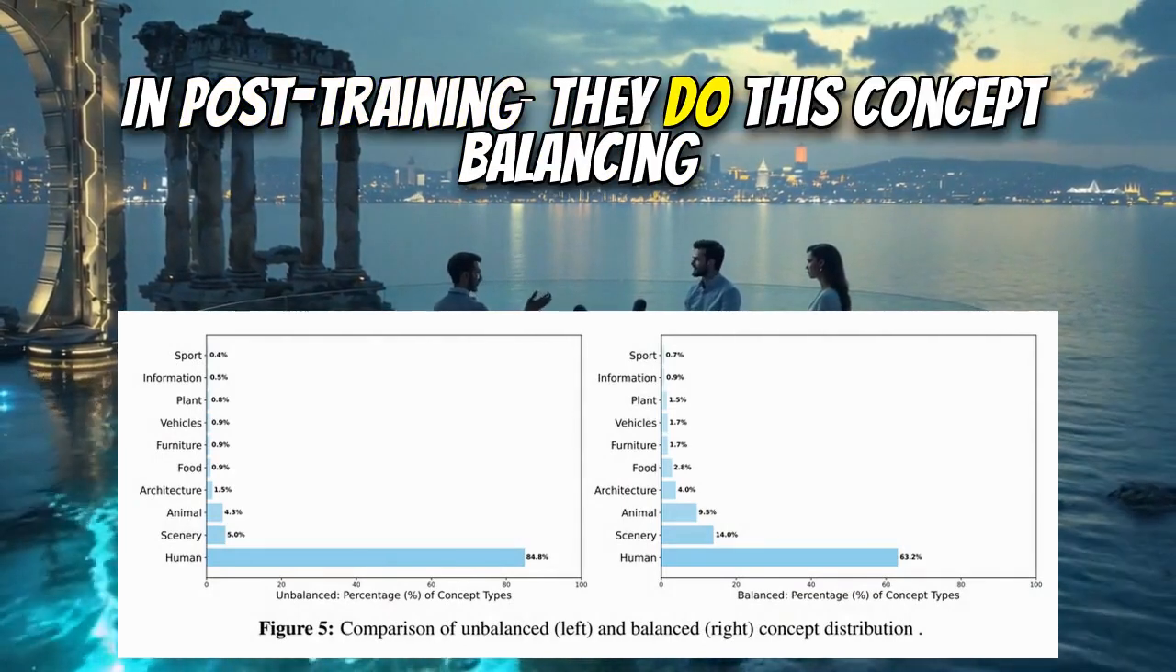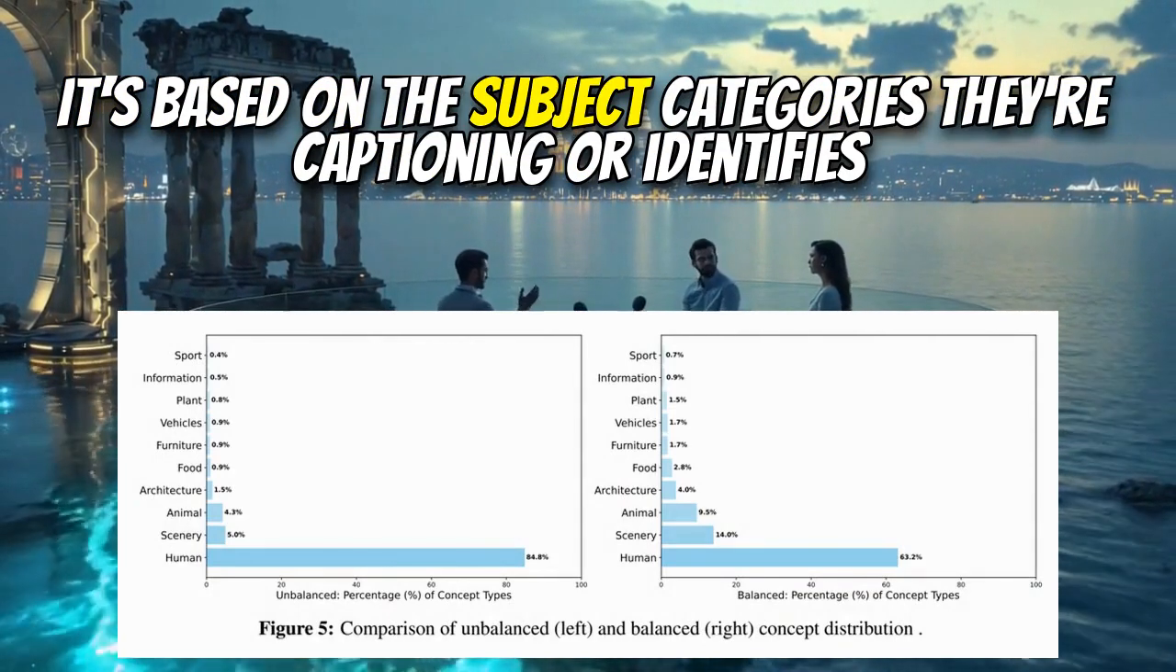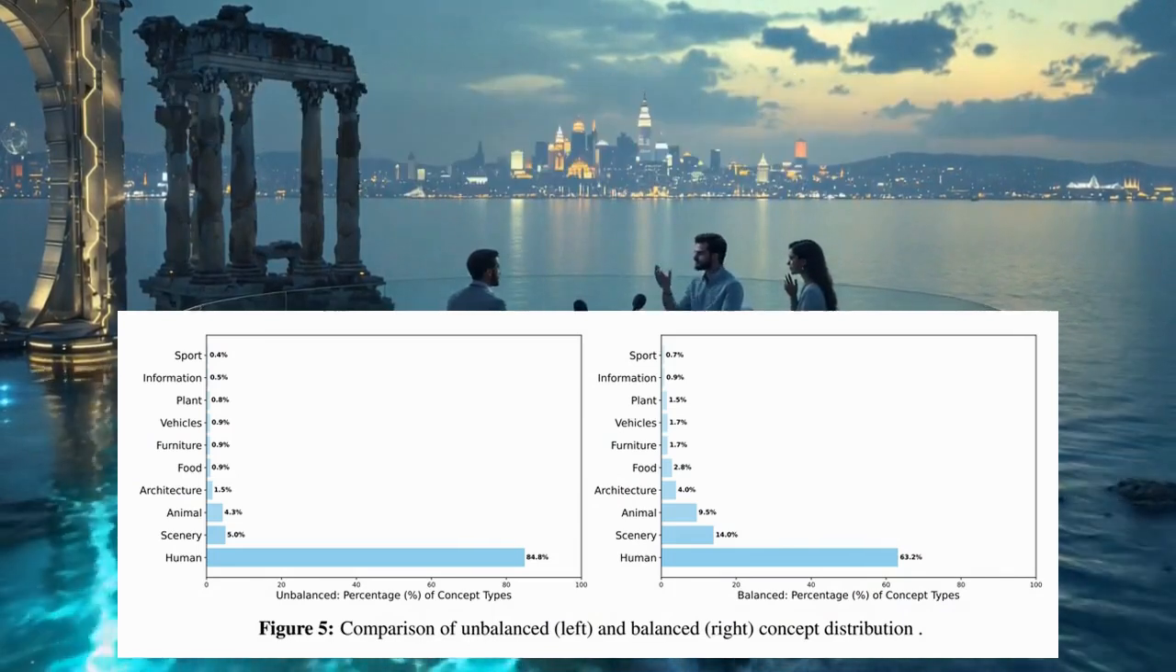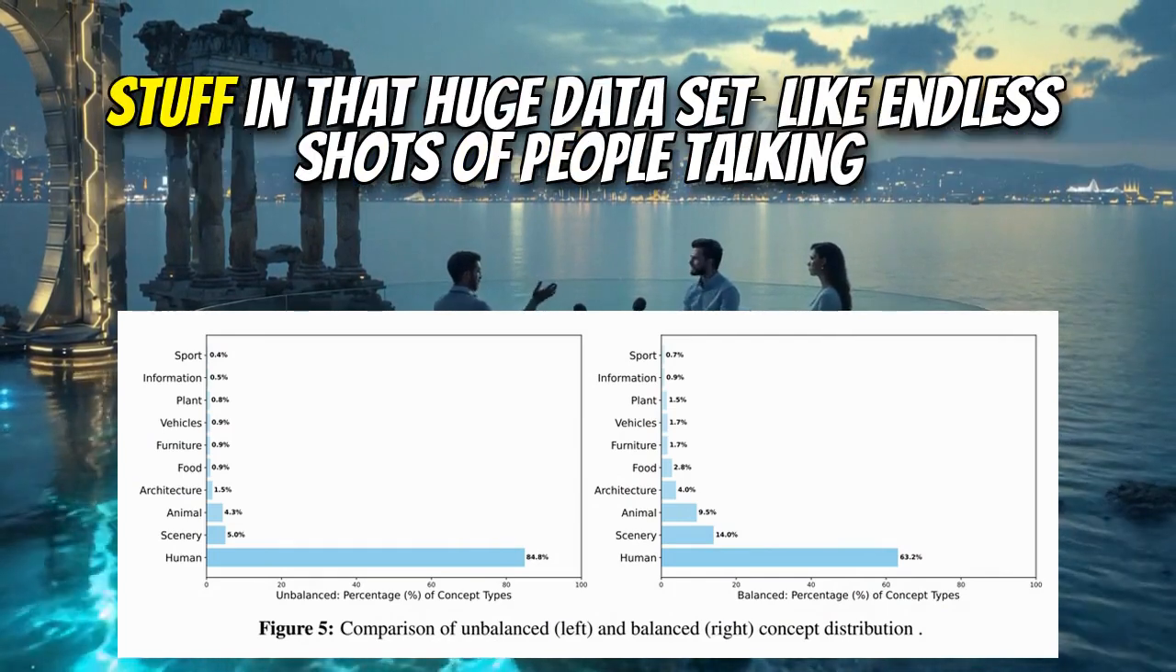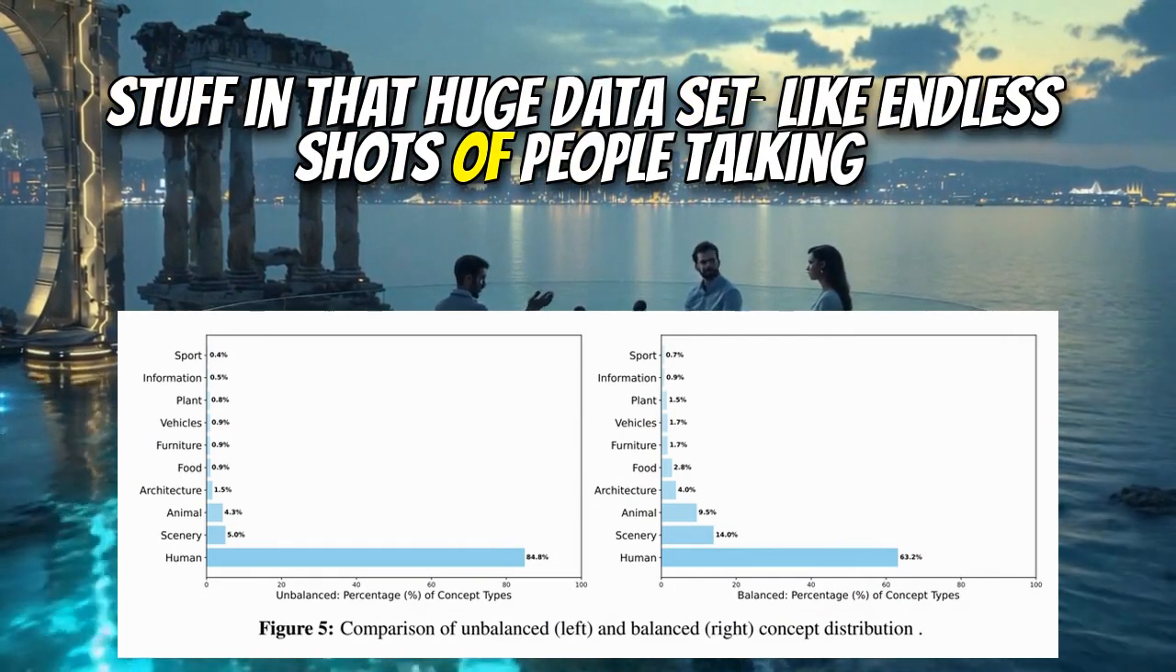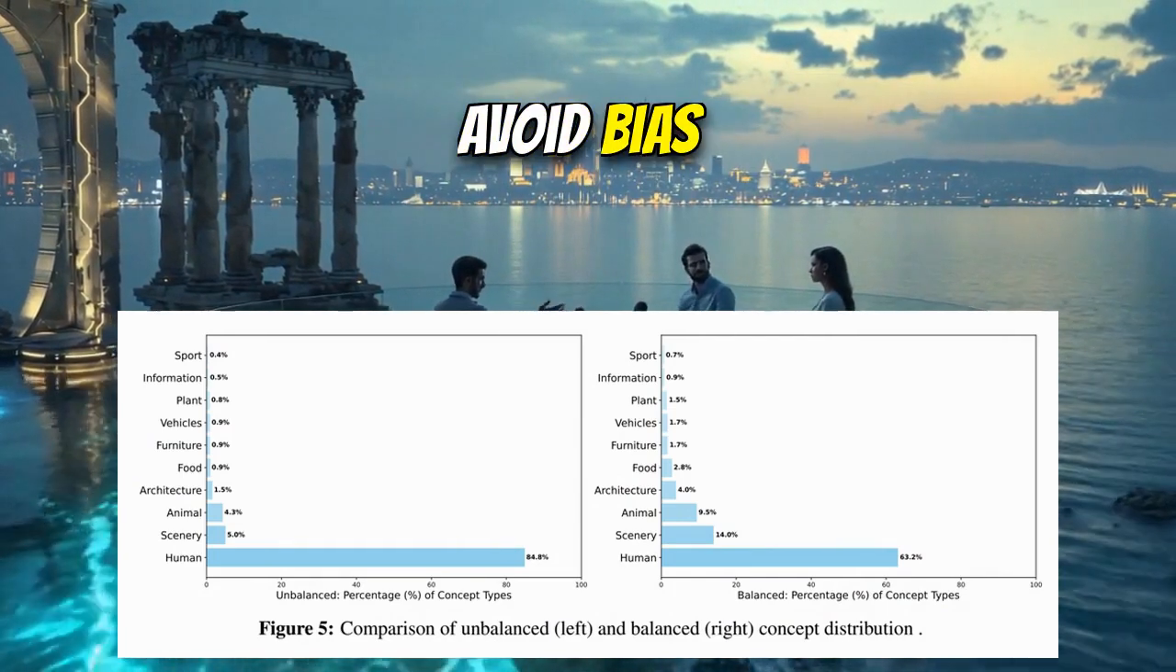Right. In post-training, they do this concept balancing. It's based on the subject categories their captioner identifies. The main reason is to stop the model getting fixated on just the most common stuff in that huge data set, like endless shots of people talking. Makes sense. Avoids bias. Exactly.